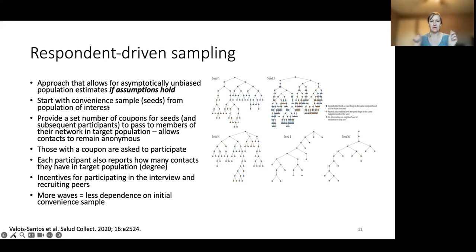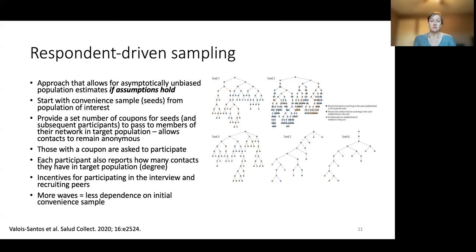But basically what happens with a respondent-driven sample is you start with a convenient sample of seeds from your population of interest. You provide a set number of coupons for each of your seeds and your subsequent participants to pass to members of their network in the target population. And this allows your contacts to remain anonymous. So I'm not going to have to tell the study staff about all of my network members and have them go and contact those people. I can just contact them directly. Everyone who brings in their coupon is asked to participate, and the participant also needs to report how many contacts they have in that target population. So this is called their degree.